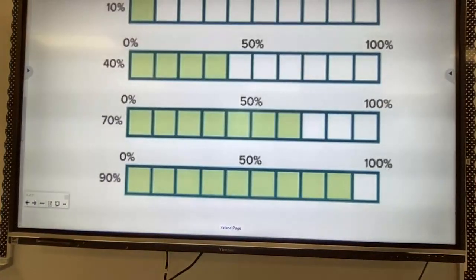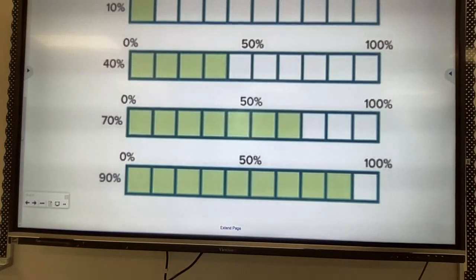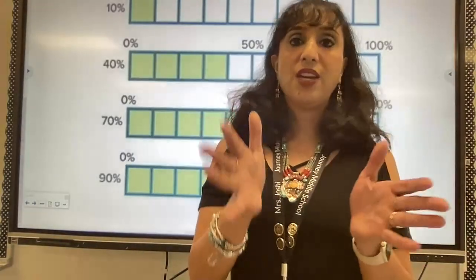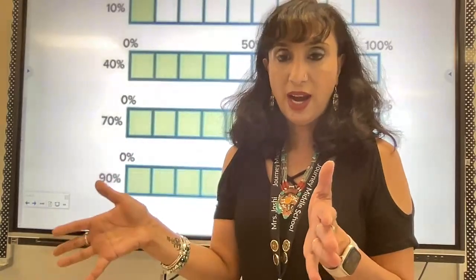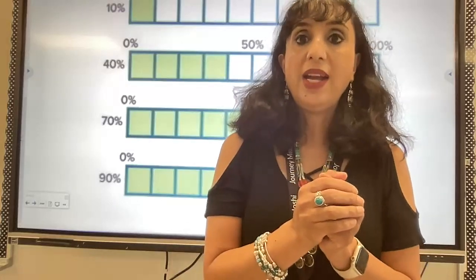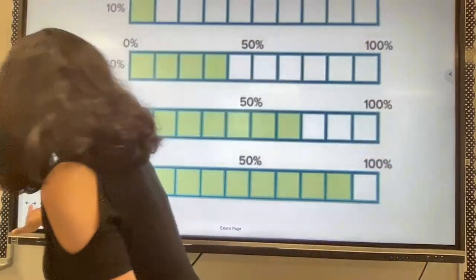Now, what about if I need to model 5% or 15%? Then what I can do is, instead of having 10 different sections, like it was 10, 20, 30, 40, I can divide it into 20 sections. Let me show you what I mean.